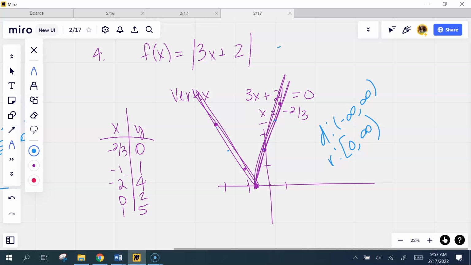Not 0 in for x, set what's in here equal to 0. So subtract 2, and then divide by 3. Yes. 2 above and 2 below. Yes. If you don't, you just end up with a straight line. You don't get the curve in there, or the flip.